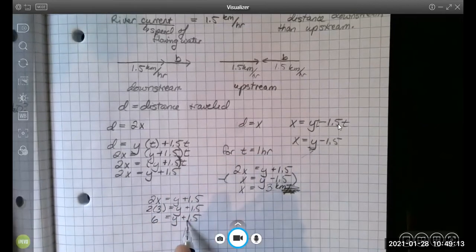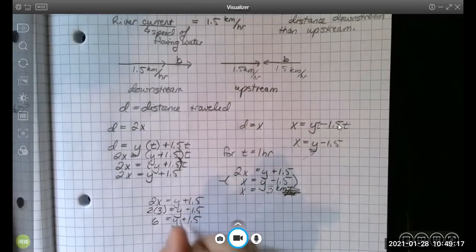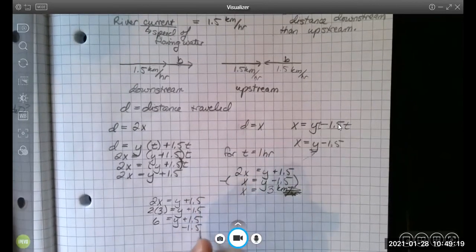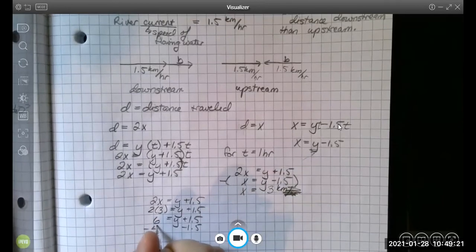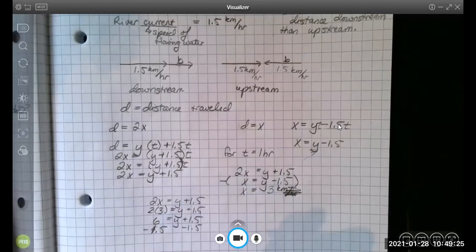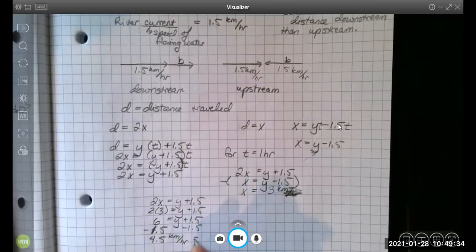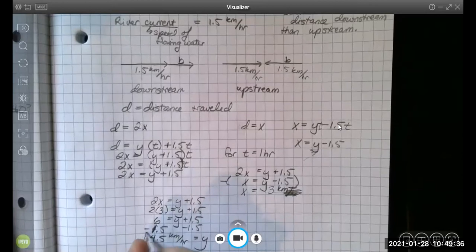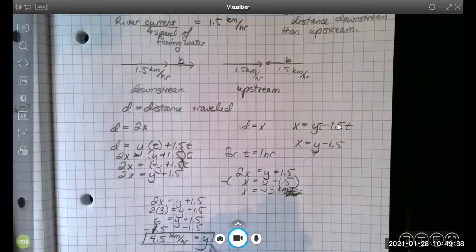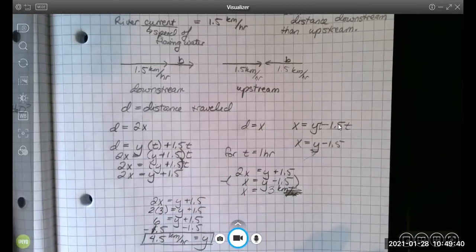And I know I say decimals are terrible, but this is a real world situation, so use decimals, that's fine. In pure math, you really don't want to do that, because it's easier to simplify without decimals. So I'm going to subtract 1.5 on each side, and then I get 4.5 kilometers per hour equals y. And because I have the teacher's edition of the book in front of me, I know for a fact that's the answer.